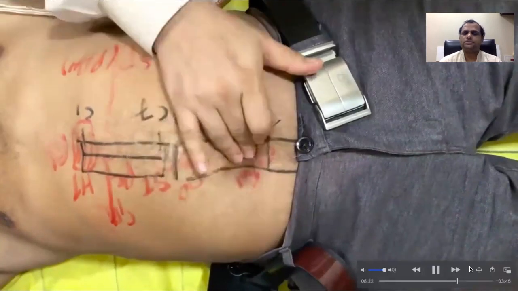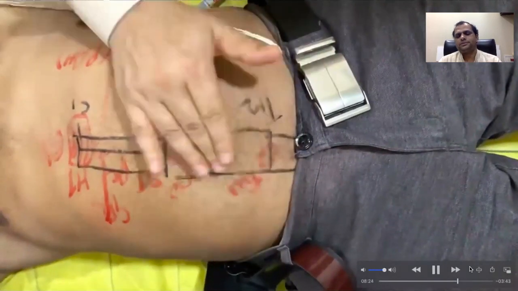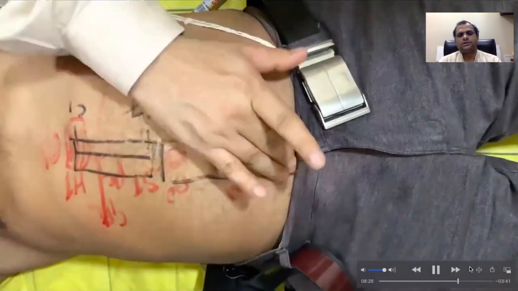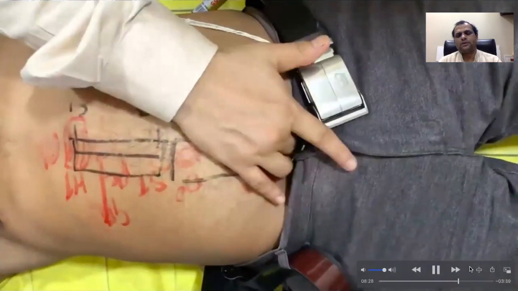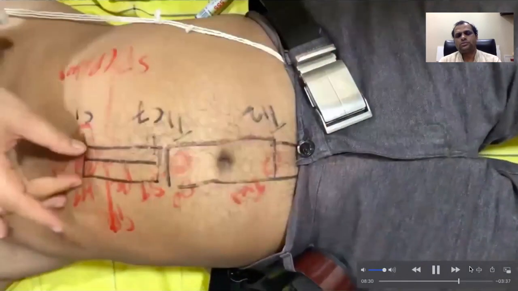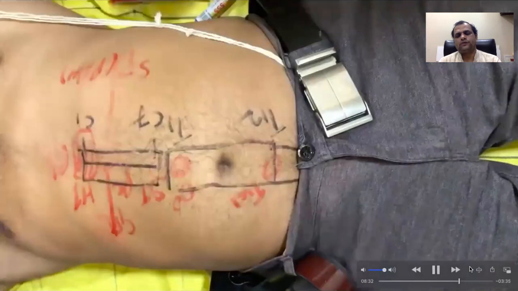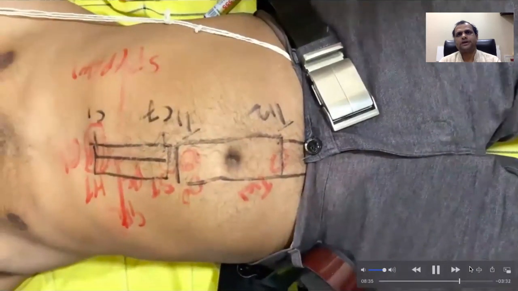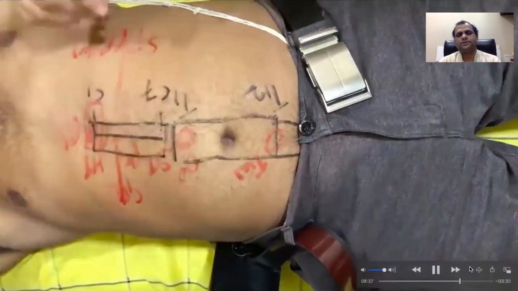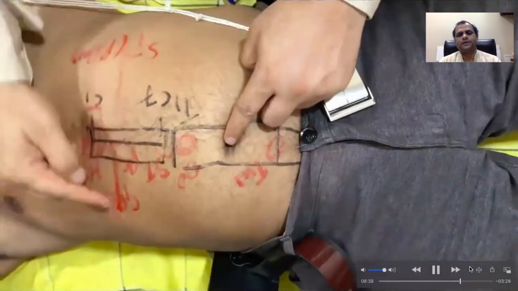So in this way, we can see the whole spine up to the lumbar here. Now after the urinary bladder, if we go down, that will be the sacrum or coccyx area. So in this way, we can find the whole spine here.